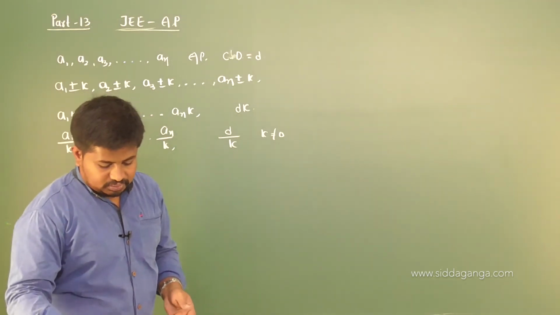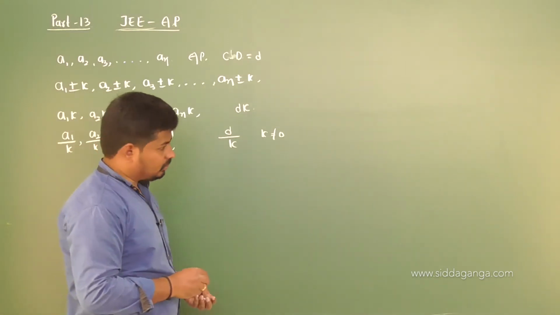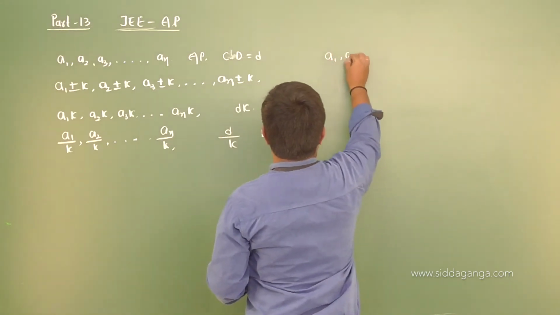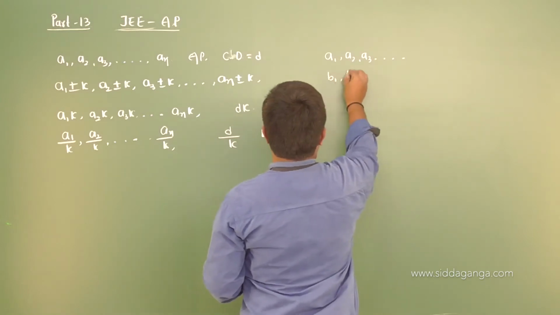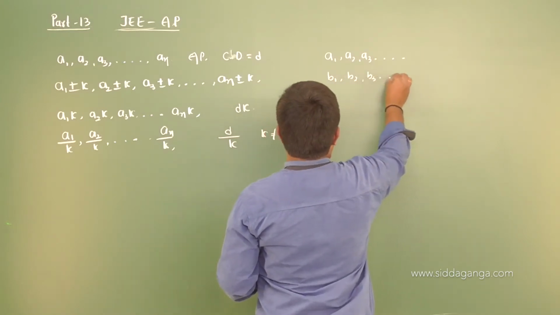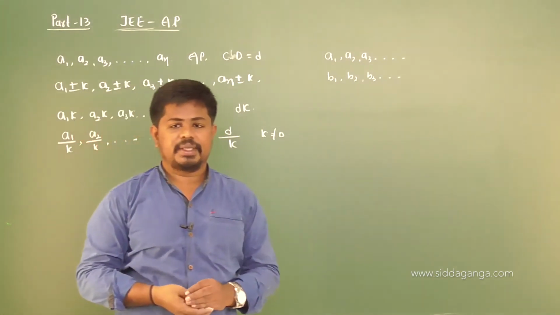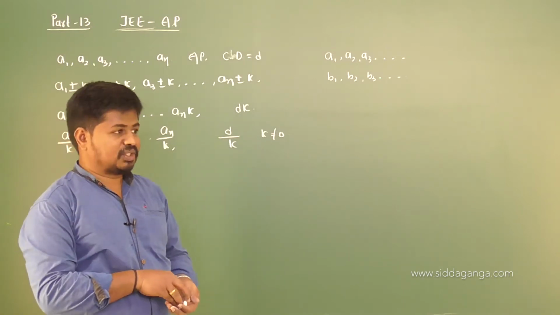Now let us move on to another thing. If A1, A2, A3 and so on, and B1, B2, B3 and so on, are two arithmetic progressions, these are the two arithmetic progressions we have.